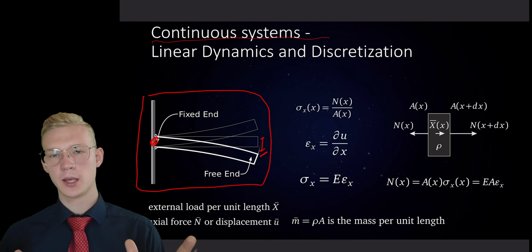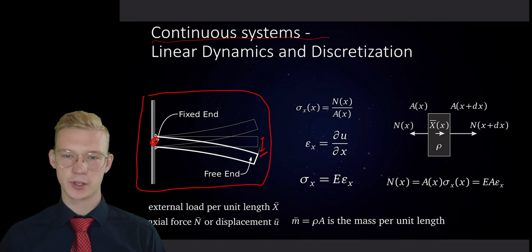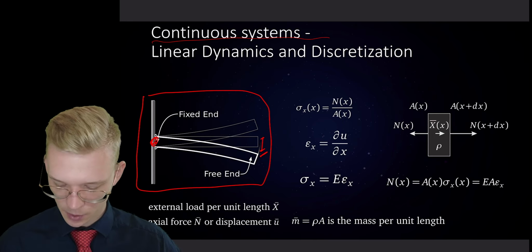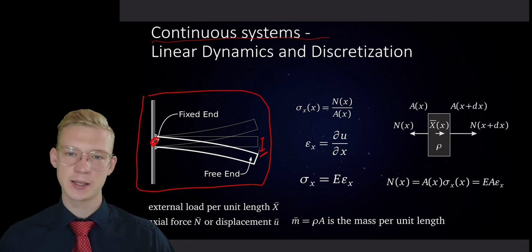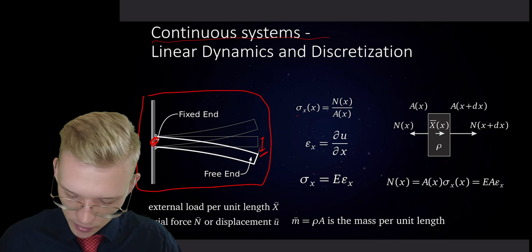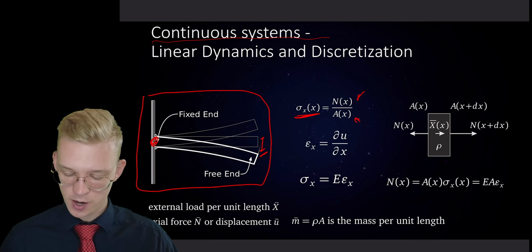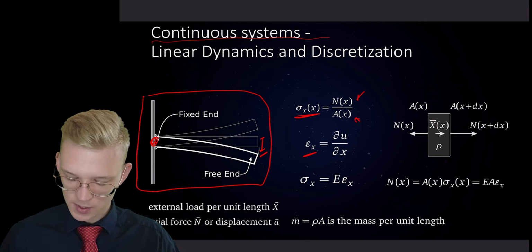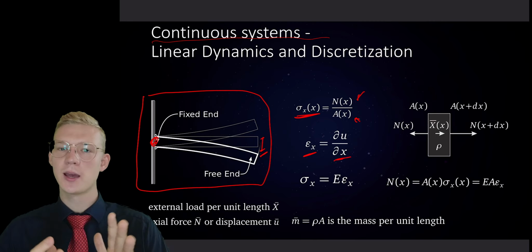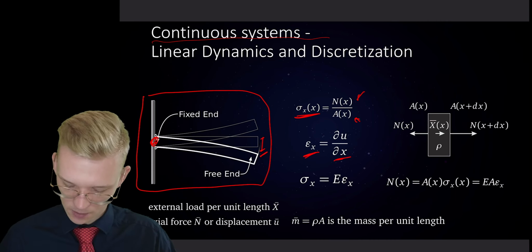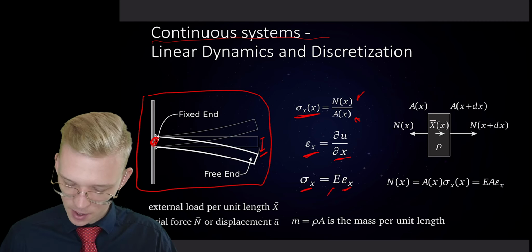If we want to get the analytical solution, we first have to get the differential equations that govern this system. We know some of those equations already, and we will now combine them to get the partial differential equations in space and time of this beam. So we know that sigma, the stress, is the normal force divided by the area. And the strain is just a space derivative of our displacement, because displacement alone is not enough for us, we need a change of displacement. This is the strain.